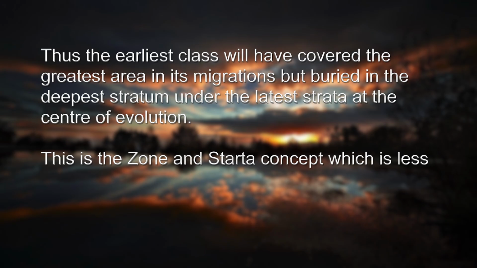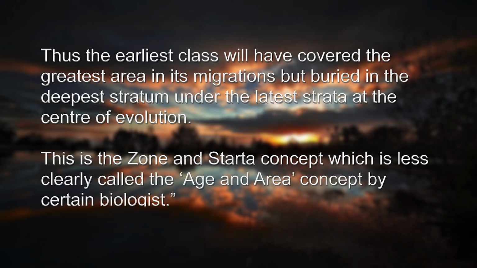This is the zone and strata concept, which is less clearly called the age and area concept by certain biologists. Clearly, there is a common cradle land where cultural activity is greatest in the center of the zones, and the primitive types move out from the cradle land to the margins.